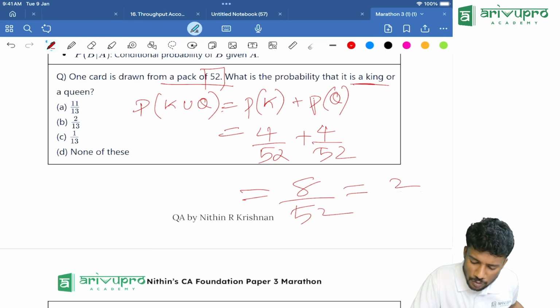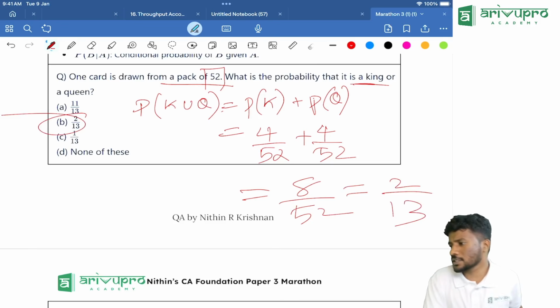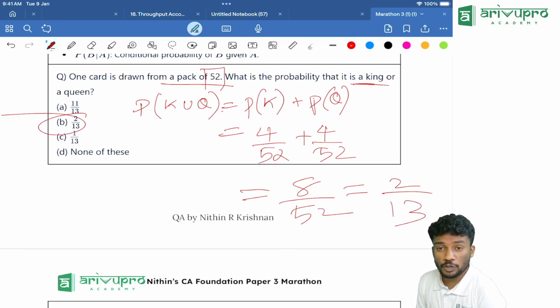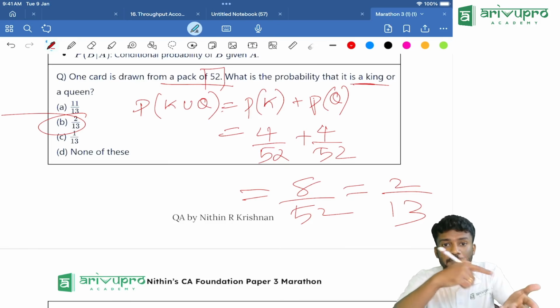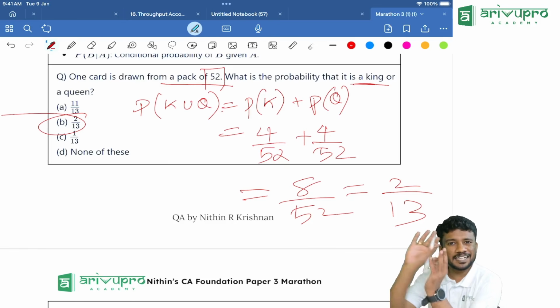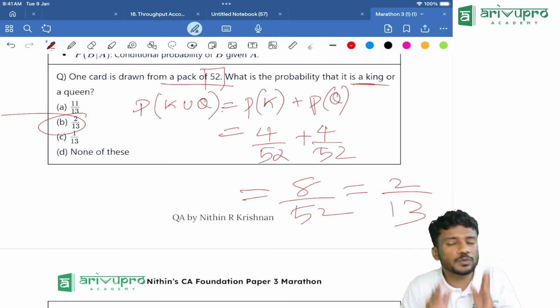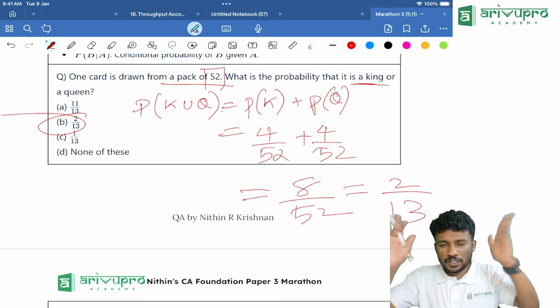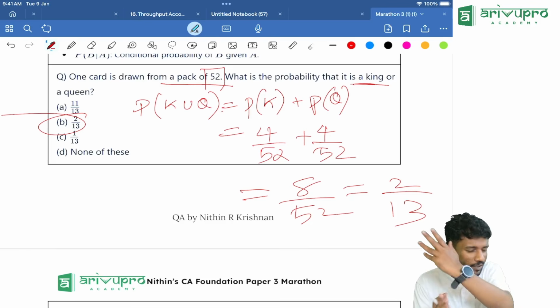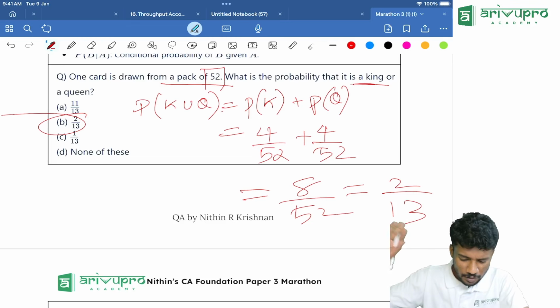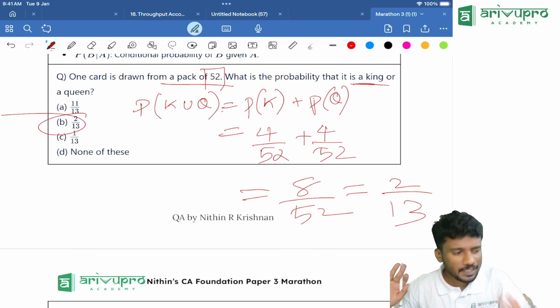That is how much? 2 by 13 now? Yes. If you don't know how to factorize, what will you do? You will take your calculator and type 8 by 52. You will get a decimal value and you will check which of the options is equal to that decimal value. That's your option. Never think that I don't know LCM and factorization. Never ever. We have the calculator.